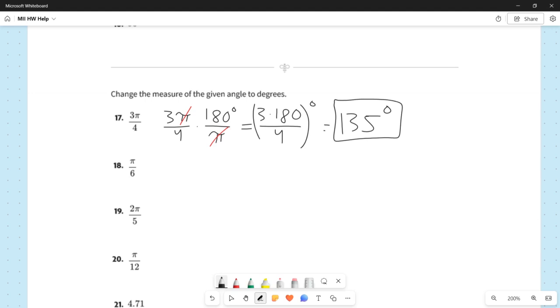So 3 pi over 4 radians is the same thing. It's the same angle as 135 degrees. They're just two different ways of measuring the same thing.